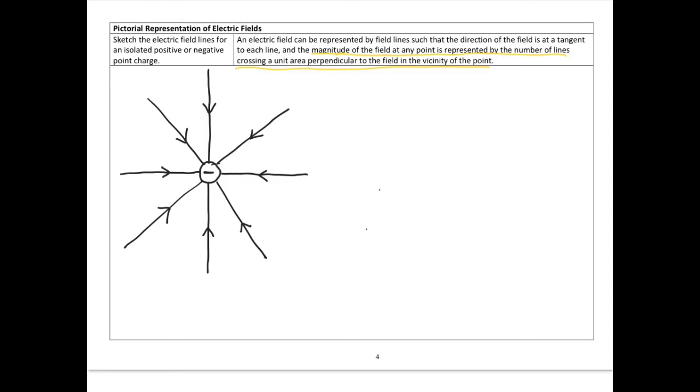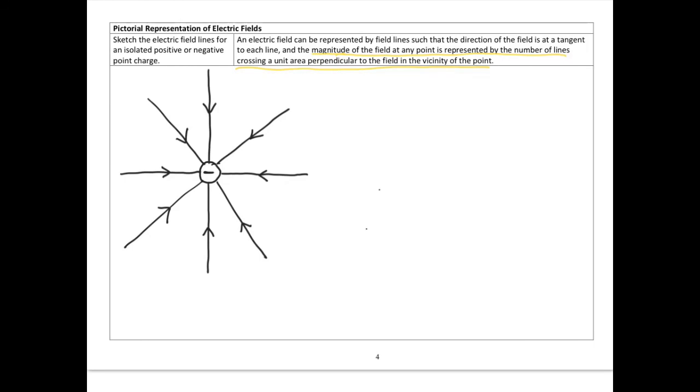And so that thing I said before in the yellow, the number of lines crossing a unit area perpendicular to the field: obviously when we're closer to the charge, the field is stronger. The lines here are closer together. As we get further out, the lines are further apart. The electric field strength gets weaker. So really, that's what this all means here.